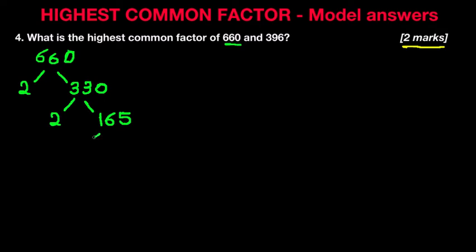165, now this is an odd number, so it cannot be divided by 2. Can it be divided by 3? The answer is yes, and that becomes 55. Now 55 is an odd number, so we cannot divide it by 2, and it is not divisible by 3, but it is divisible by 5. 55 divided by 5 is 11, and 11 is also a prime number. So we have worked out all the prime factors of the number 660. Let's circle them.